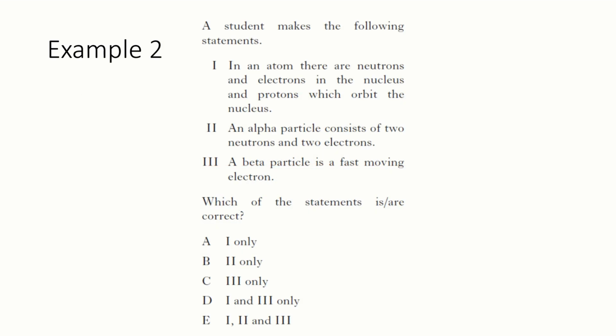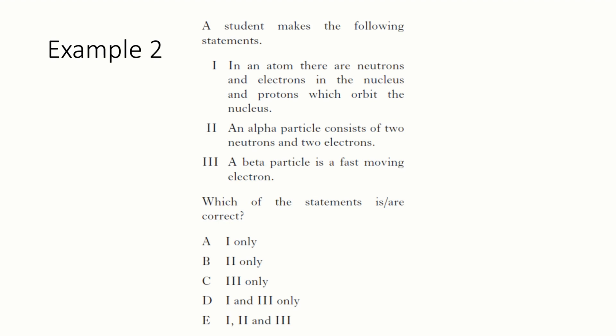Question 2. A student makes the following statements. Which of the following statements is or are correct? Pause the video, read the statements, have a think about your answer. So let's go through each of the 3 statements individually. The first one, in an atom there are neutrons and electrons in the nucleus and protons which orbit the nucleus. So that one's false because we find protons and neutrons in the nucleus and the electrons orbit round about.